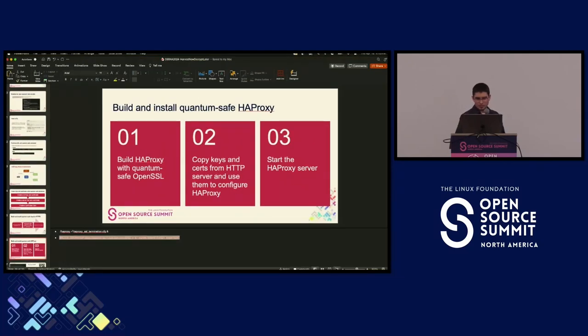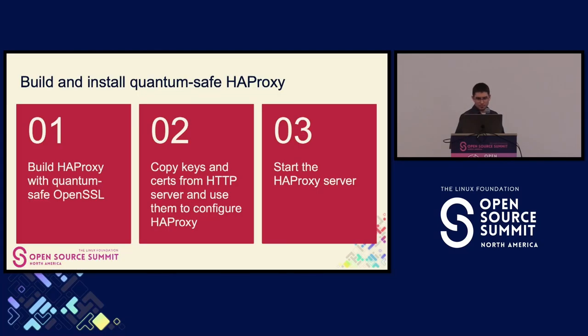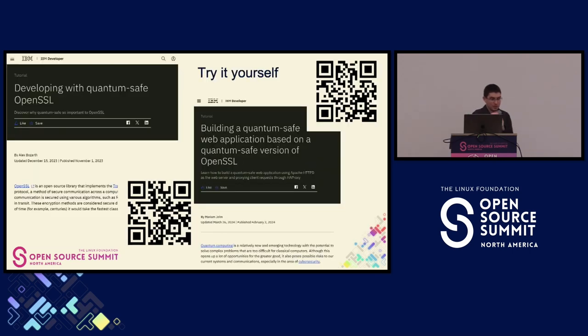And back to this. Almost got through the demo without any hiccups. But there's the QR codes to do the tutorials. The one on the left is the first part of the tutorial where we set up a quantum safe OpenSSL and test it out with curl. The one on the right is the demo that I just slightly botched with HAProxy that builds on top of the first tutorial. These are available for free, and you can walk through them and play with them.